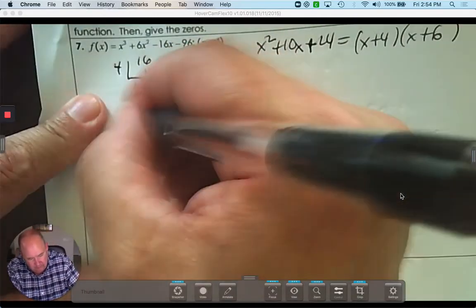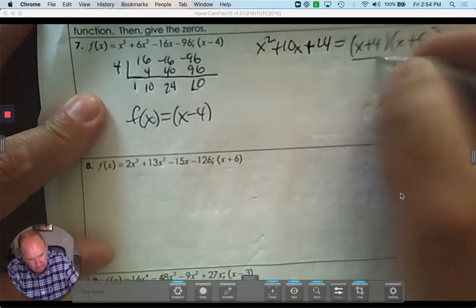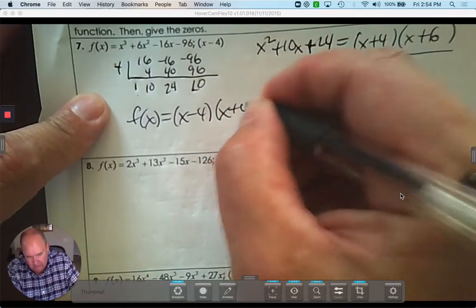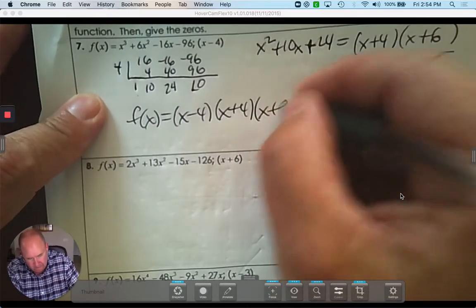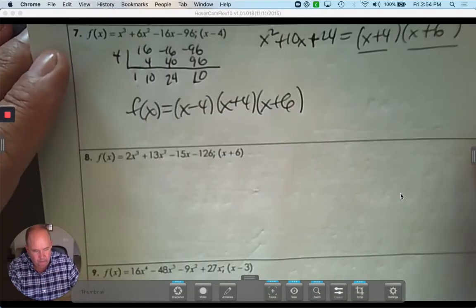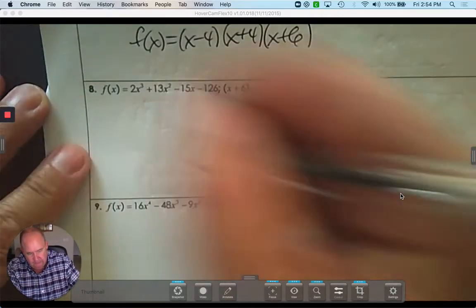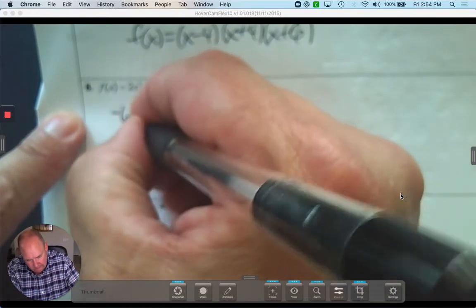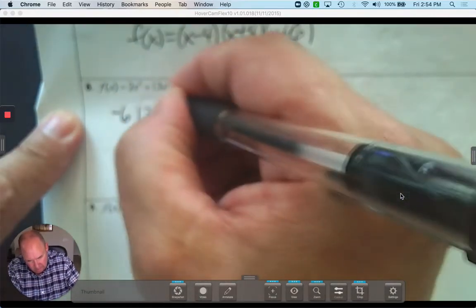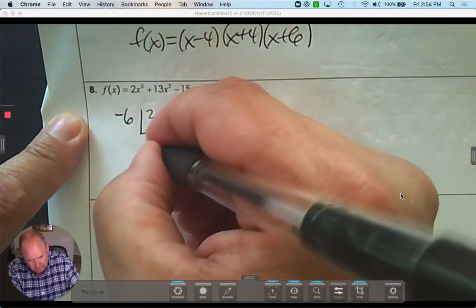So now let's put it all together. The factor we began with, x subtract 4, and then the two that we found, x plus 4 and x plus 6. And remember, you can always press pause when this goes too fast. Number 8. You're given x plus 6. The 0 is negative 6, so we start there. 2, 13, negative 15, negative 126.